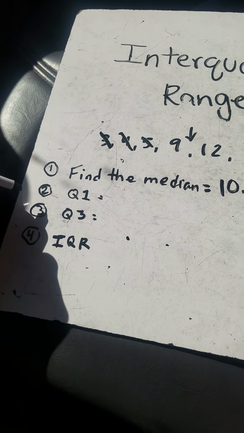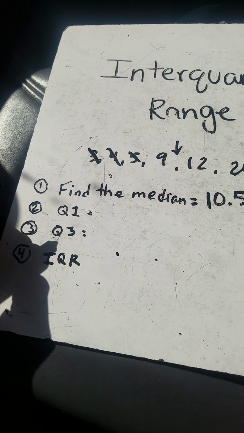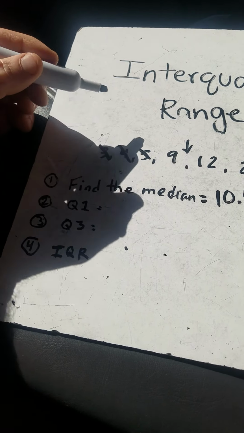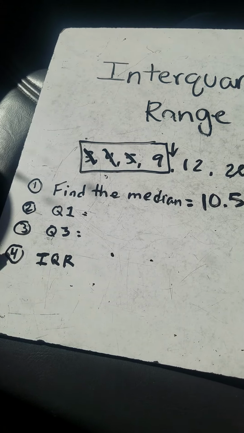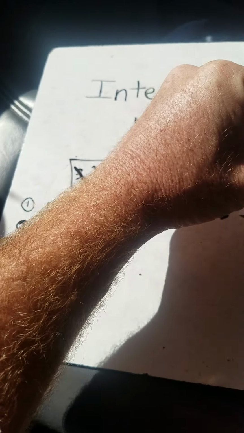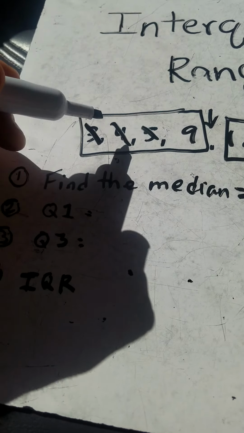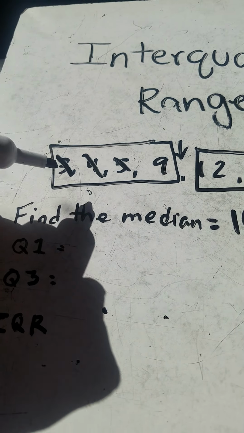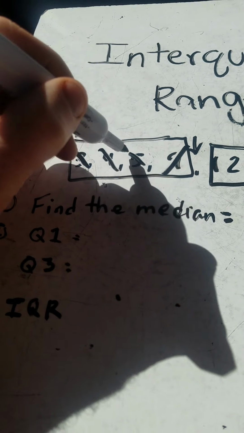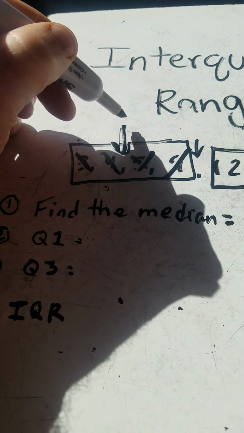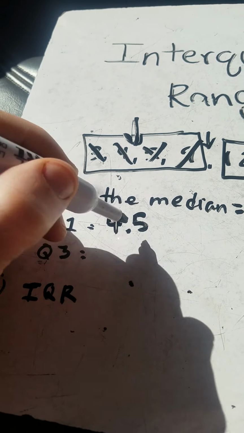Okay, second step. It says Q1. What I want to do is find the first quarter of the data. Well, I found the median. So this is the bottom half of my data, and this would be the upper half of my data. Now I want to find the first quarter. So that's going to be the middle of the bottom half. 1 off, 2 off, 2 off. That's between 4 and 5. So my first quarter of my data is 4.5.